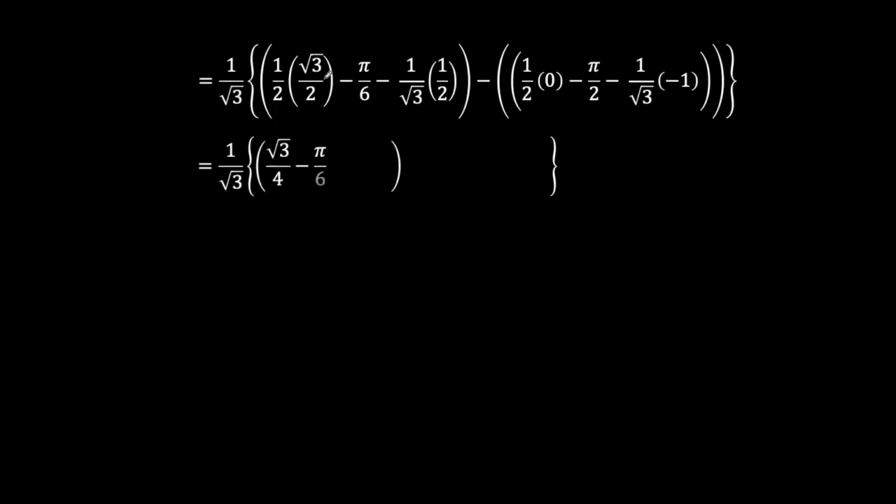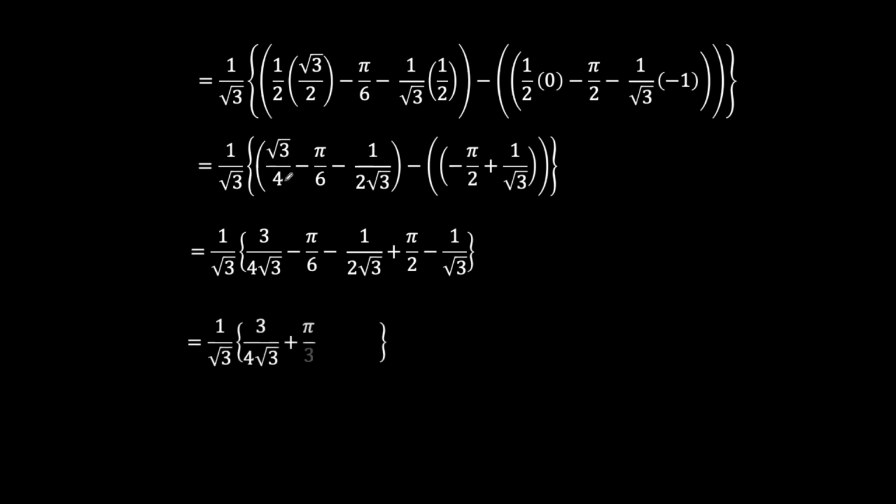So this becomes now root 3 over 4 minus pi over 6, and this becomes 1 over 2 root 3, and this becomes 0, so we have negative pi over 2 plus, this becomes plus 1 over root 3.